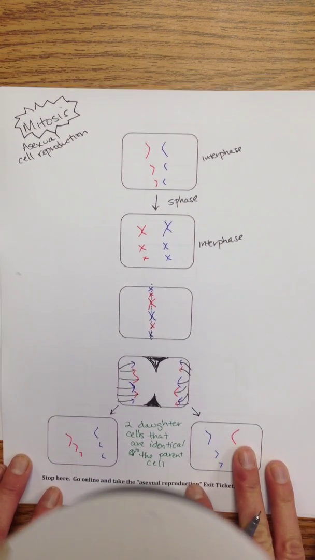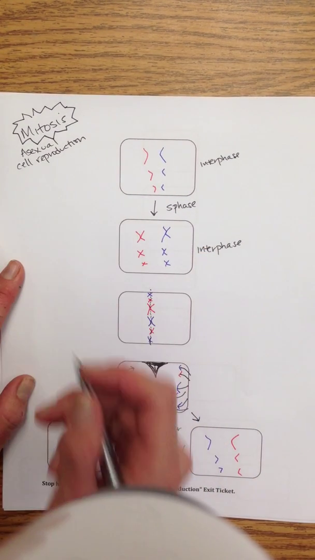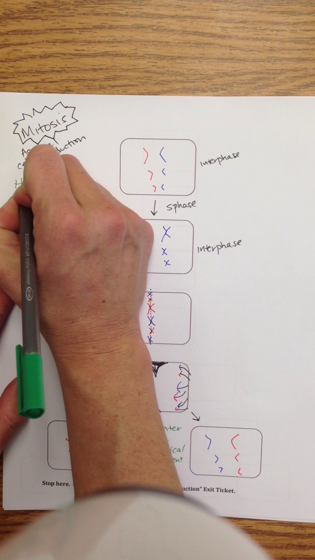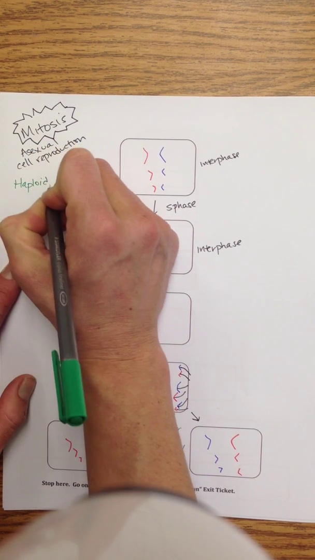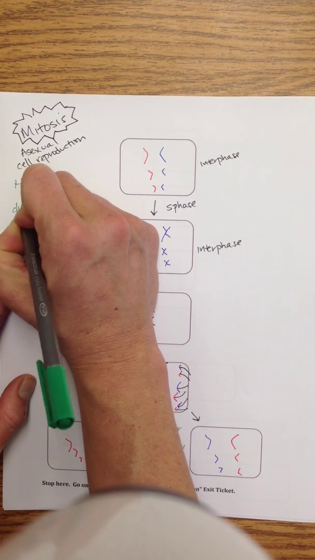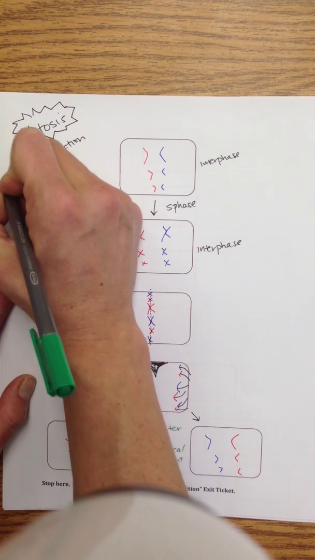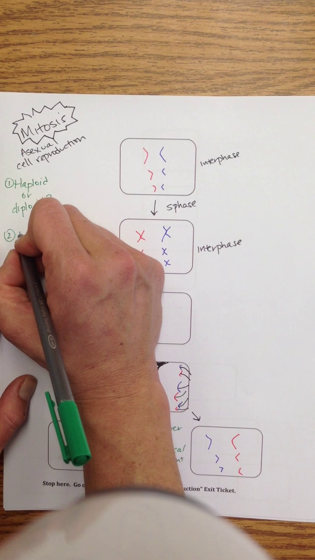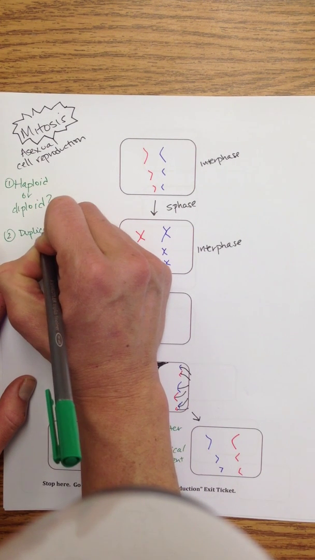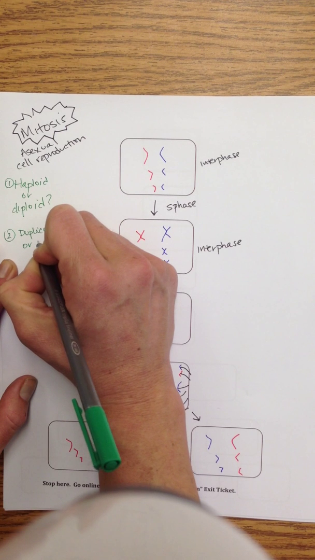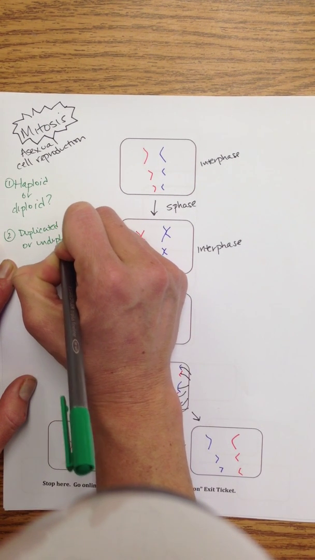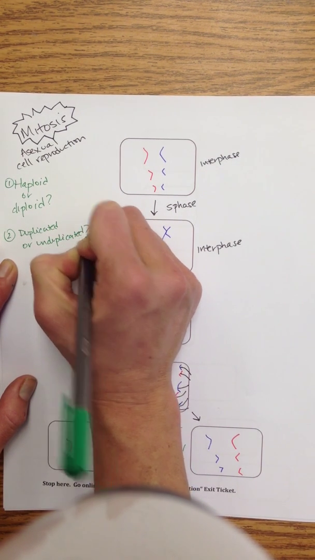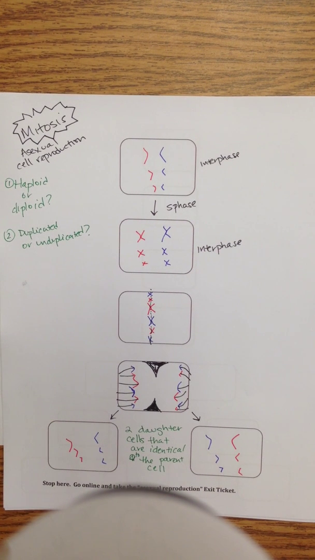If we went through and labeled this as haploid or diploid, that's question number 1. Question number 2 is duplicated or unduplicated. I'm going to do that for each one of these boxes. I recommend that you pause, that you try to do it yourself and then check your answer.